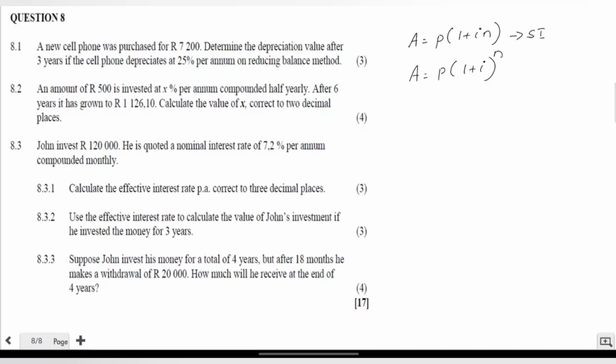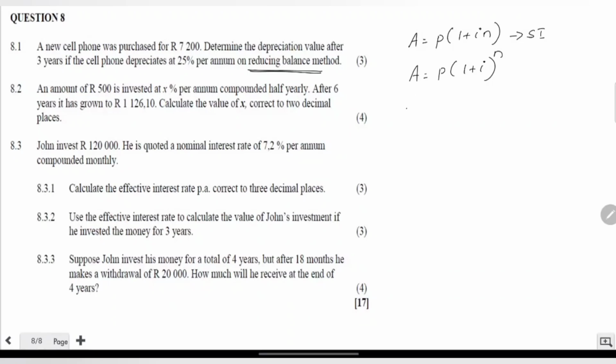Then when it comes to depreciation, two types of depreciation are there. One is straight line depreciation, the other one is reducing balance. In fact, question number 1 is reducing balance depreciation. Straight line depreciation uses the very same formula as simple interest, but instead of plus, you have to use minus.